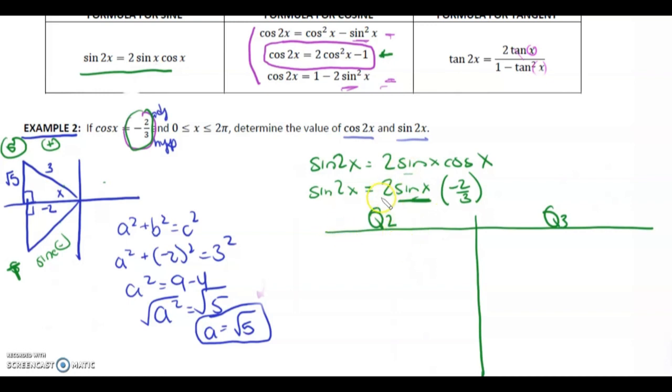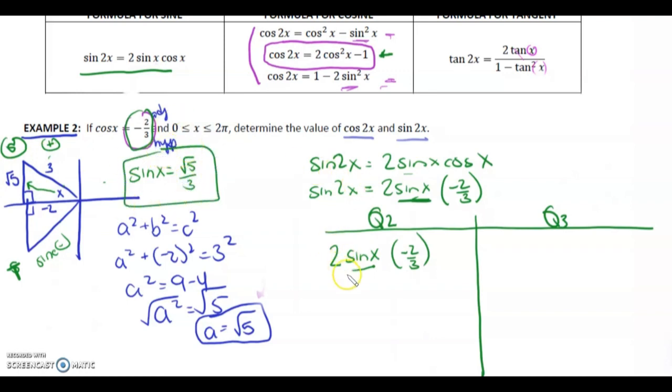Okay, so in quadrant 2, I'm going to bring this down here. So 2 sine x times negative 2 over 3. In quadrant 2, this sine x is going to have a positive ratio. So sine x is going to equal root 5 over 3. That's it. Okay, so 2 times root 5 over 3 times negative 2 over 3. We multiply all of the numerators, so this is negative 4 root 5. We multiply the two denominators, which is 9. 3 times 3 is 9.